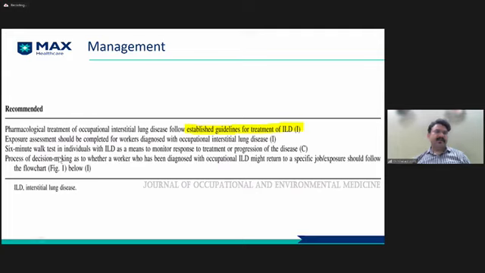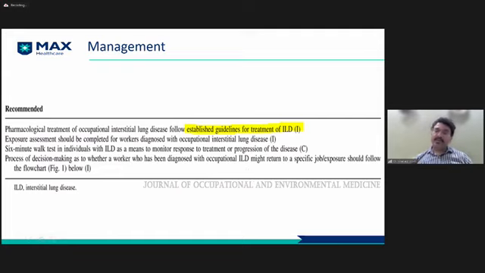As I said earlier, the 6-minute walk test is going to be the important test for monitoring the response to treatment as well as the progression of the disease. The decision as to whether a worker has to continue in the same industry depends on the progression of the disease and their functional assessment.